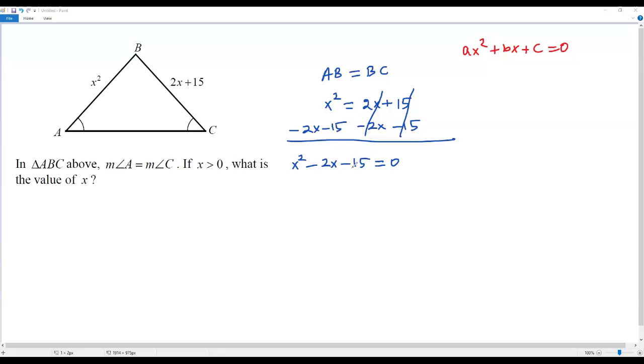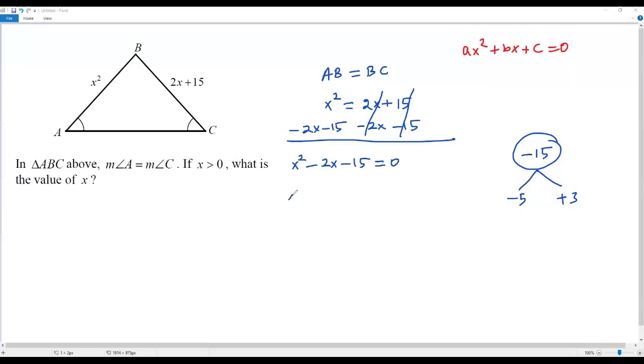In that case, to factor this quadratic expression on the left side, I have to consider the constant term over here, that is negative 15. Now I have to get two factors for this negative 15, so that the product of the two factors must equal negative 15, and when I add the two factors, it must equal the coefficient of x, that is negative 2. I think negative 5 and positive 3 will work, because when I multiply negative 5 and positive 3, I'm getting negative 15, and when I add negative 5 and positive 3, I'm getting negative 2, which is the coefficient of x.